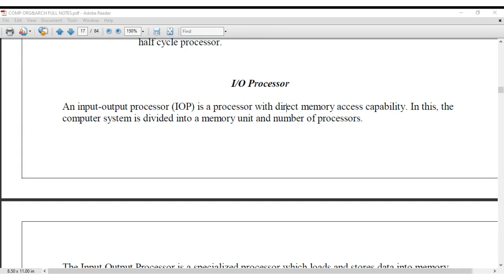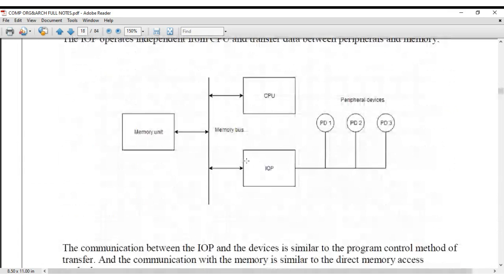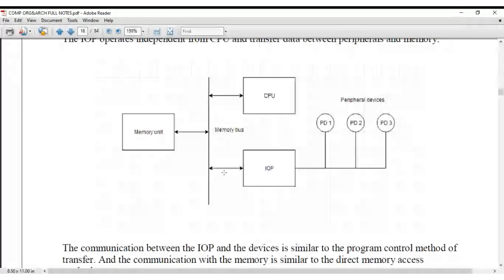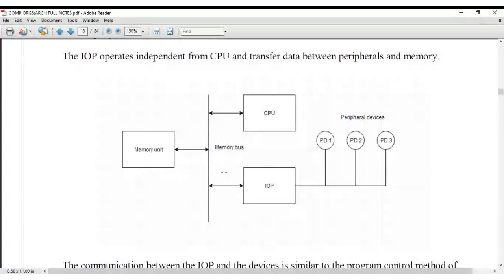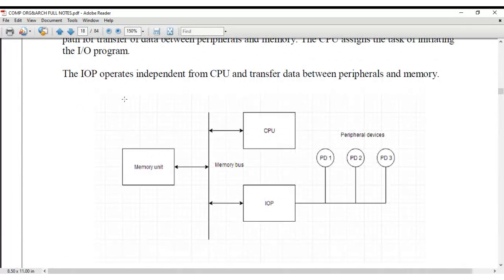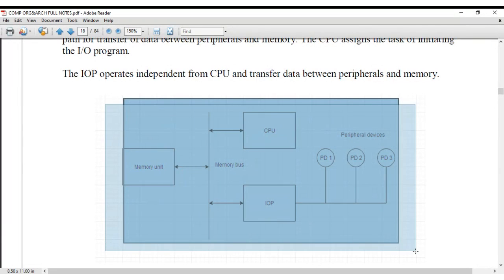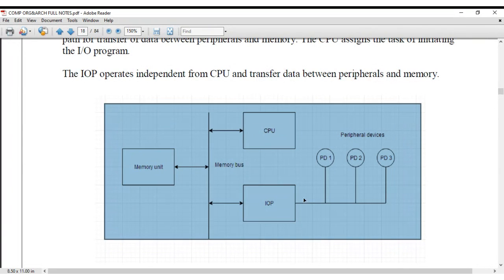Moving on, we need to understand how an IOP works. So that's why we are here having a block diagram of an IO processor, showing how IOPs work. This block diagram is basically to help you understand how IOPs work in relation to the computer memory and also the main CPU, the CPU of the computer itself.